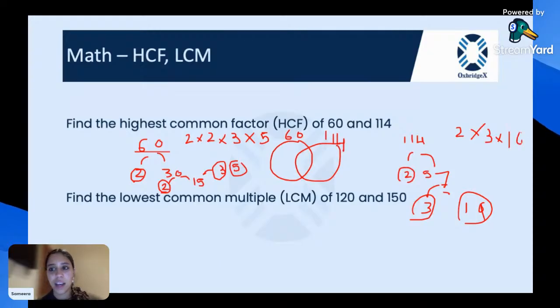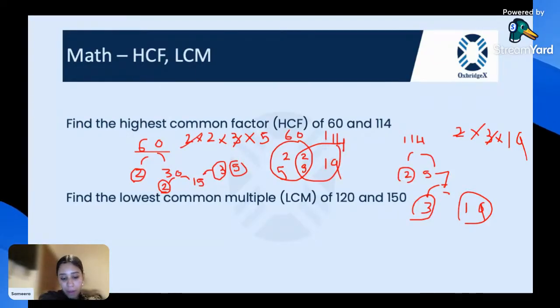Well, I've got 2 that comes up in both of them, and I have 3 that comes up in both of them. I'm going to cross it out. 2, 2. I'm going to write it into my Venn diagram. And 3, 3. I'm not going to cross out 2 again because I only have one 2 on the inside. Careful not to make that mistake, guys. So 2 and 3. What's left then? 2 and 5, isn't it? And just 19.